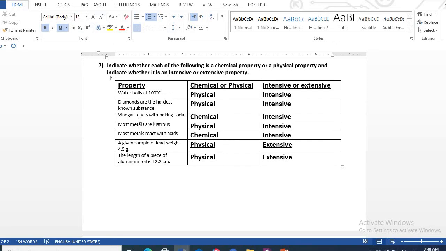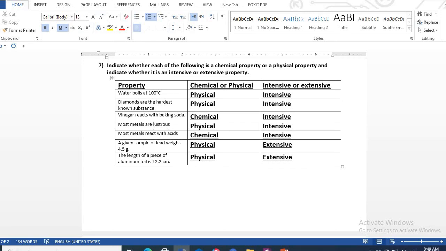Vinegar reacts with baking soda. So vinegar reacts with baking soda, it's a chemical property. And also intensive property. Chemical property, as it changes into another. When vinegar reacts with baking soda, it gives us another substance. So it's a chemical property. The substance totally changes into another substance.